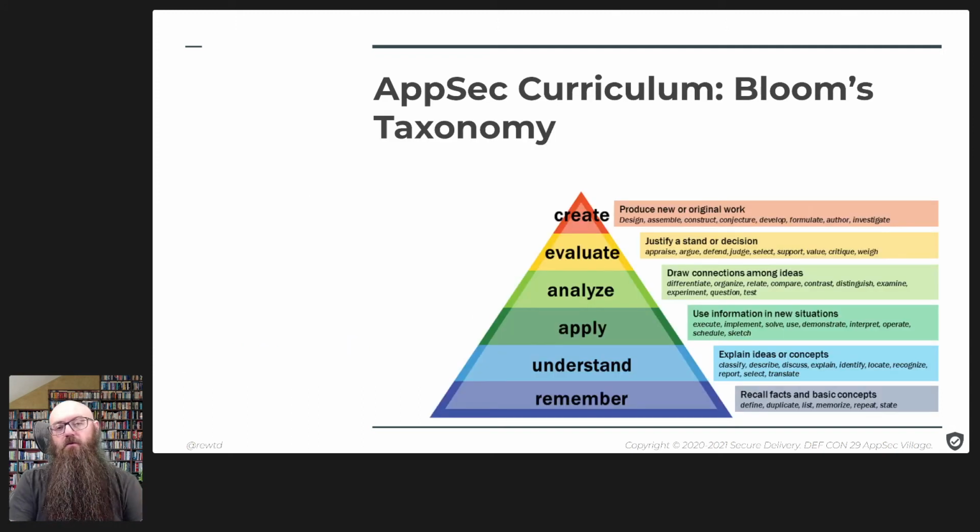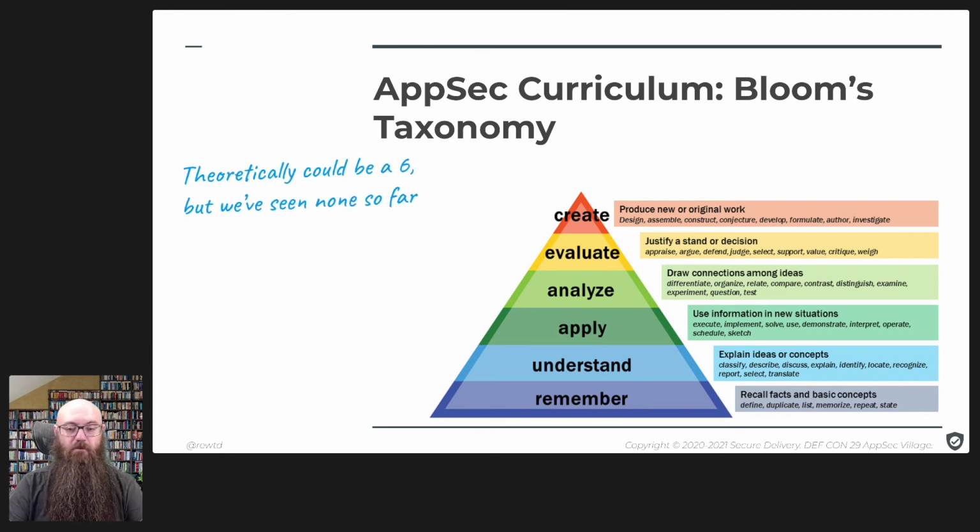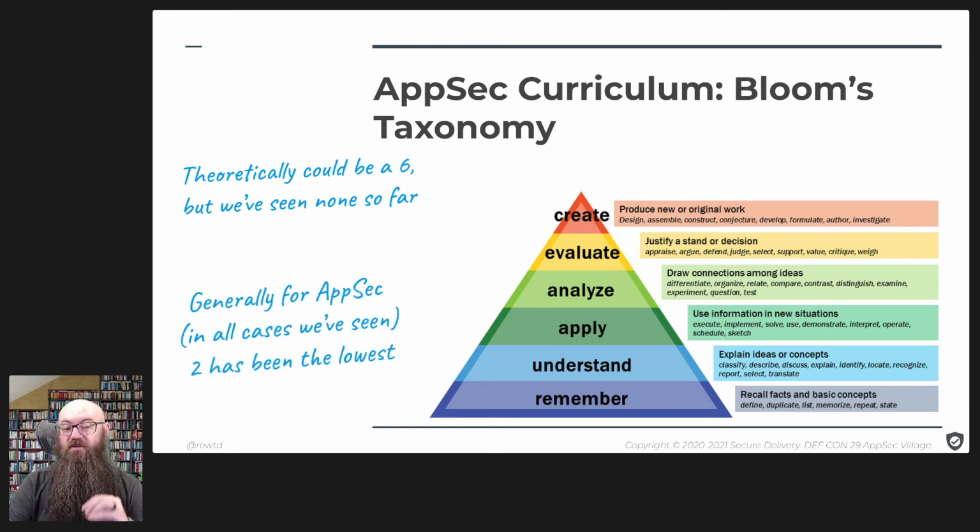Bloom's taxonomy, or more accurately, the cognitive domain of that taxonomy, describes 6 levels of learning, from remember through to create. It's a standard applied by educators around the world, and being hierarchical, in order to successfully understand, you also need to remember. So remember first, then understand. In order to apply, you need to remember and then understand and then be able to apply it. Now, while 6 is theoretically possible, we've not found cause to use it in the ASVS yet. We've also not seen anything less than a 2. It's interesting to note.